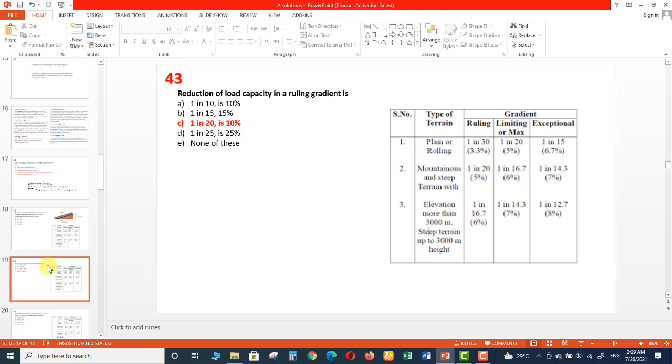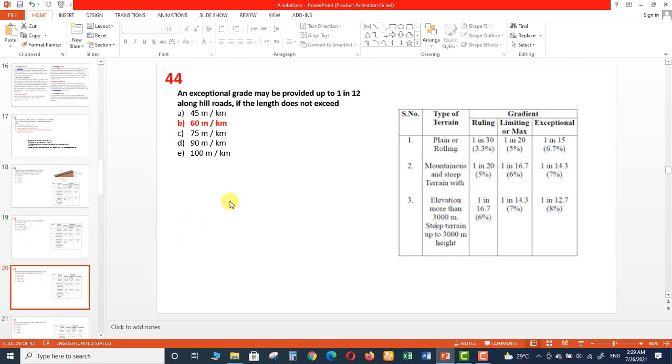So option C is the correct answer for question number 43. And question number 44: an exceptional grade may be provided up to 1 in 12 along hill roads if the length does not exceed... these are the options.